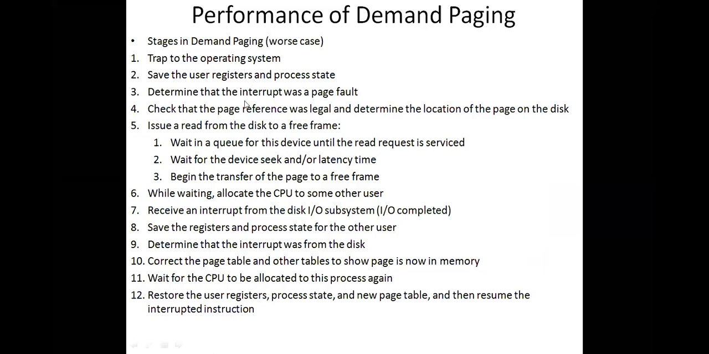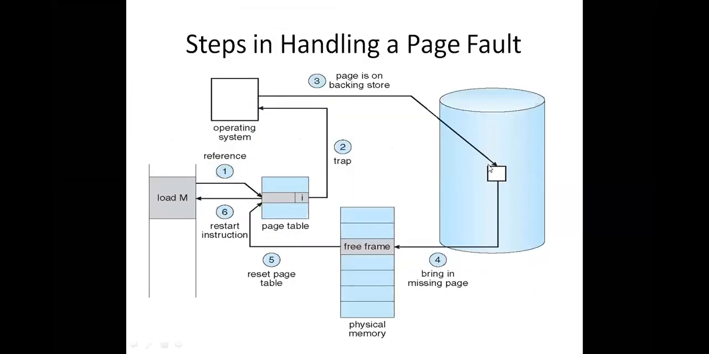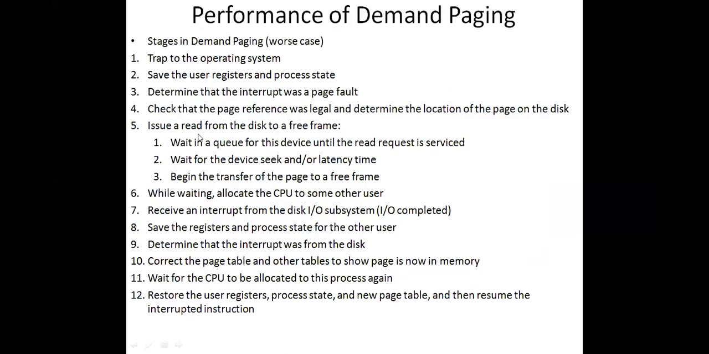And next, determine that the interrupt was a page fault. Yes, it is a page fault. Then check that the page reference was legal and determine the location of the page in the disk. So we need to check the location where the page is available in the disk. Okay, so issue a read from the disk. We need to read the disk for a page and we need to copy it into the free frame.